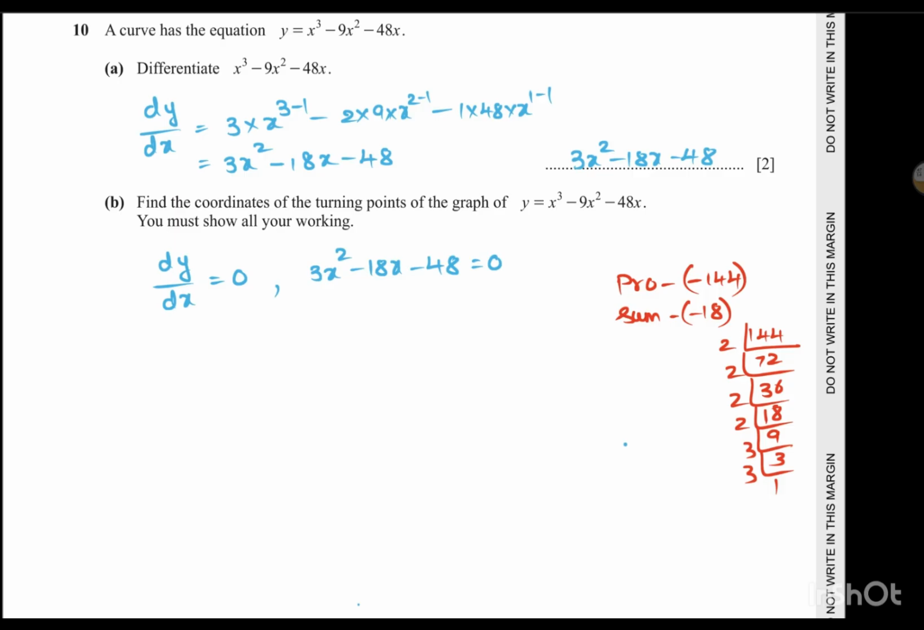No, 18 and 8 also we cannot take. 3 3s are 9, 9 2s are 18, 18 2s are 36. 36 into 4 will be 144. But 36 minus 4 is not 18. 16 and 9. 3 3s are 9, 9 2s are 18, 18 2s are 36, 36 minus 4.